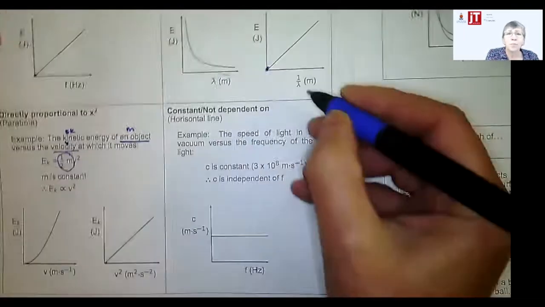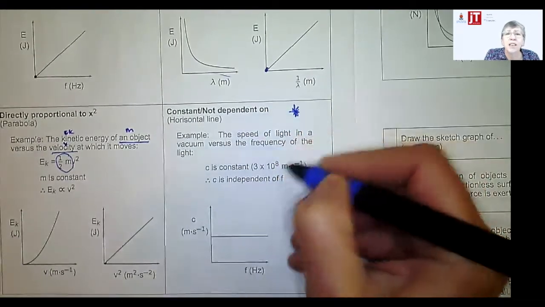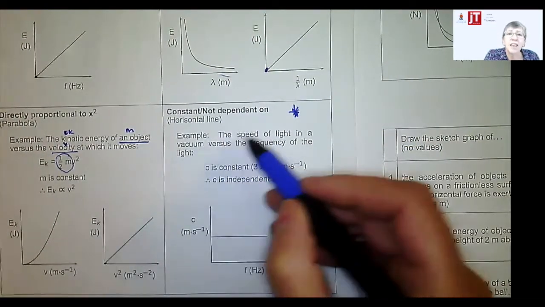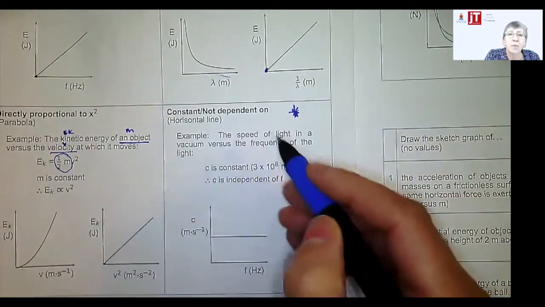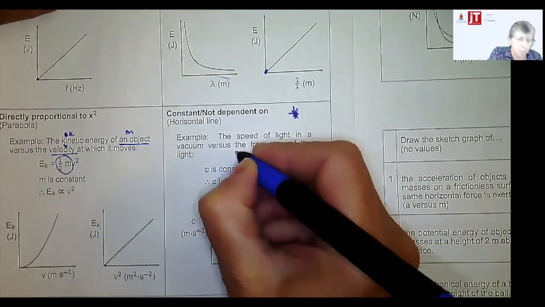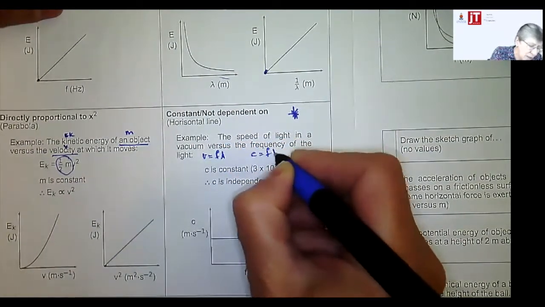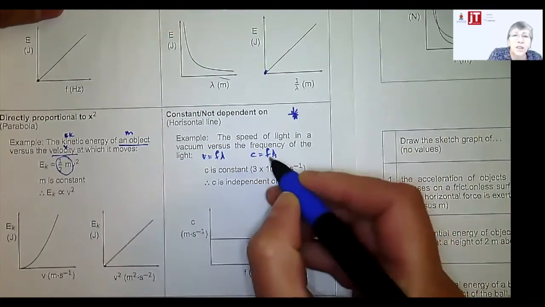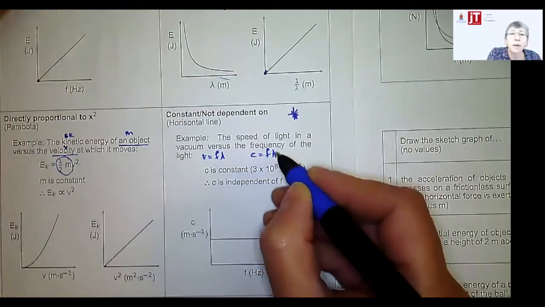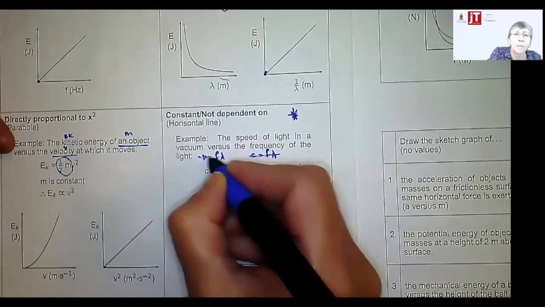Right, next one. Constant. Okay, guys, this one is actually more difficult because it usually requires that you understand the theory, right? So here we're asking for the speed of light in a vacuum versus the frequency. Now, immediately you will say there's an equation that says v equals f times lambda, or you can also write it c equals f times lambda. So you will want to say, okay, c is directly proportional to f. That would only have been true if the lambda is constant. And lambda is not constant. So we're not talking about that, right?